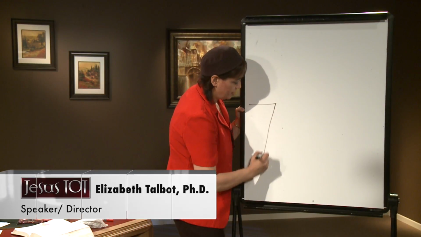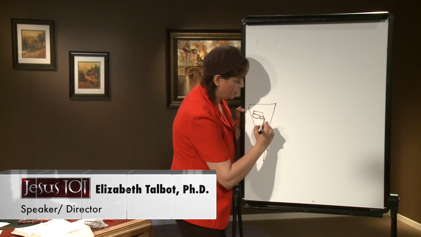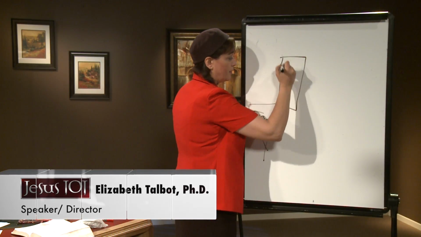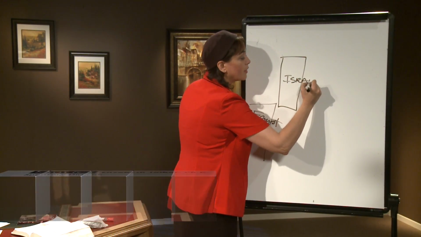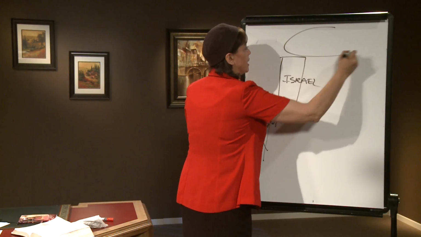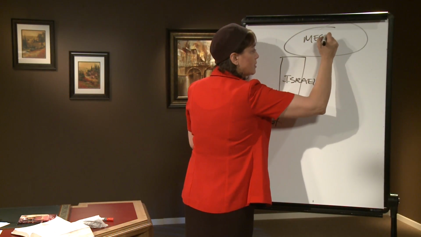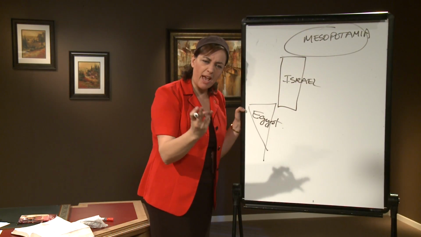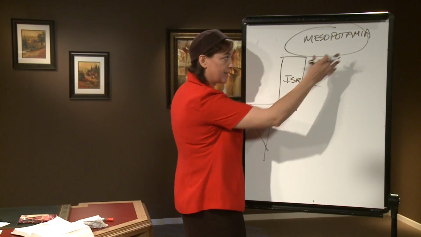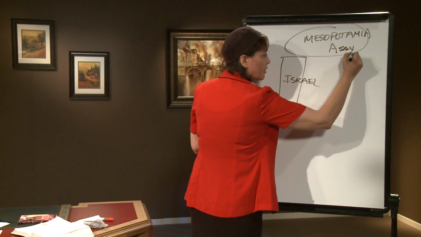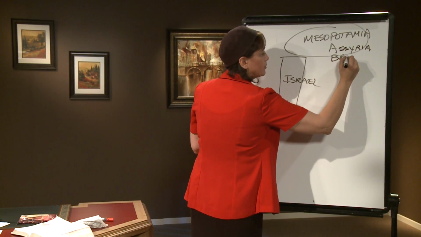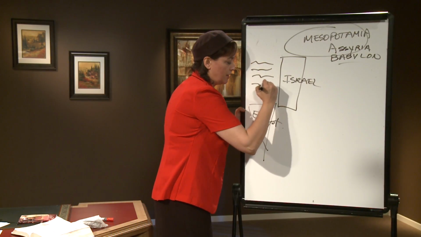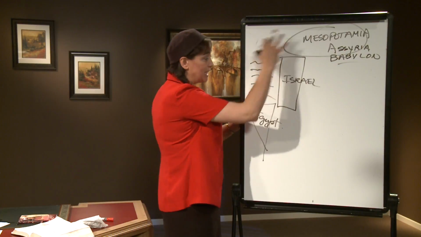This is Egypt. So we're going to do Egypt. This is Israel. And this is the Mesopotamia area, where all the Assyrians and Syrians and Babylon, all that is here. So Assyria and Babylon, all of that is here, okay? Here's the Mediterranean Sea. 90% of the Bible occurs in this map.